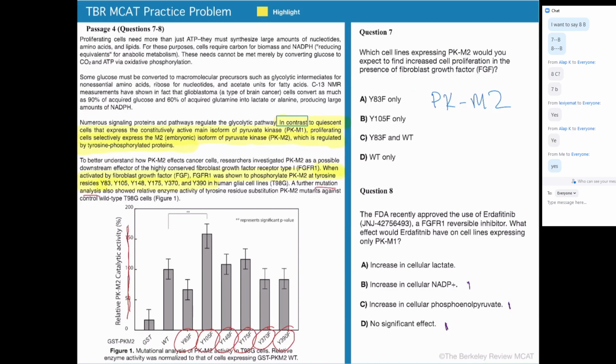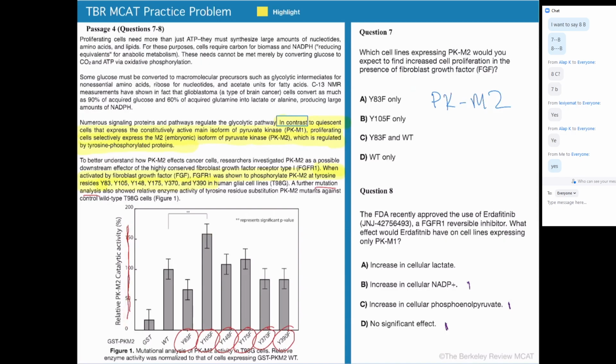So they turned tyrosine into phenylalanine, right? In different cell lines. And then they measured the relative catalytic activity of PKM2. And so you'll notice that for all of these residues, there's only one of them that showed a significant difference. And that's saying if I changed tyrosine to phenylalanine in this cell line, at residue 105, in the presence of FGF, I'm actually going to get an increased catalytic activity. So the enzyme is turned on.